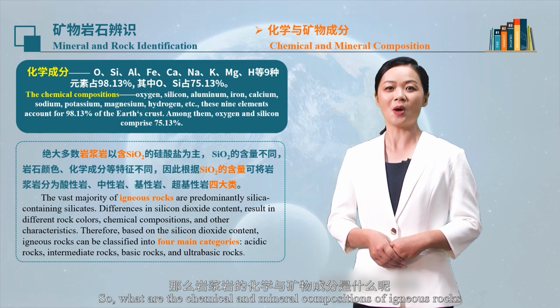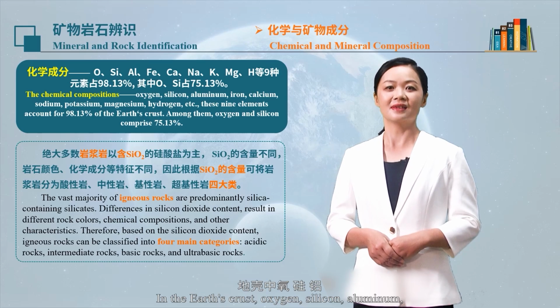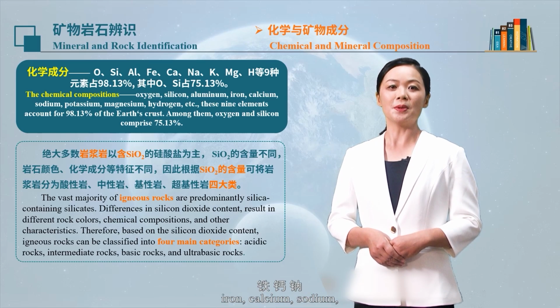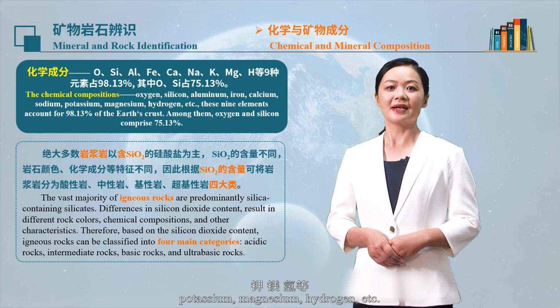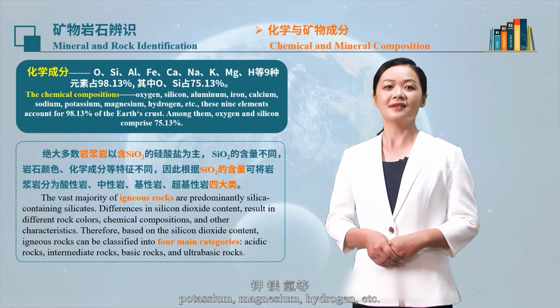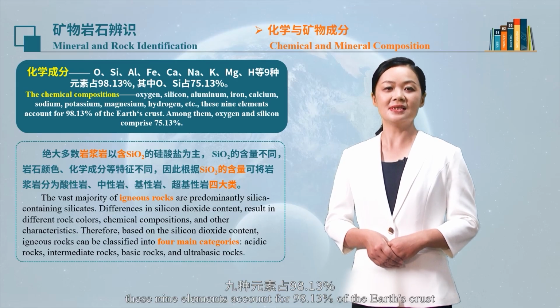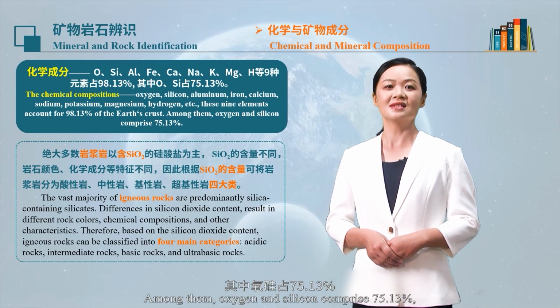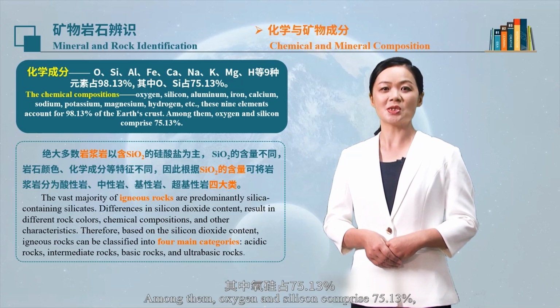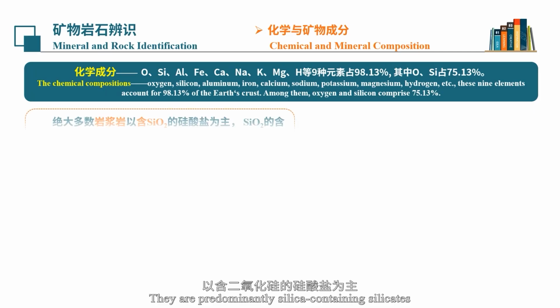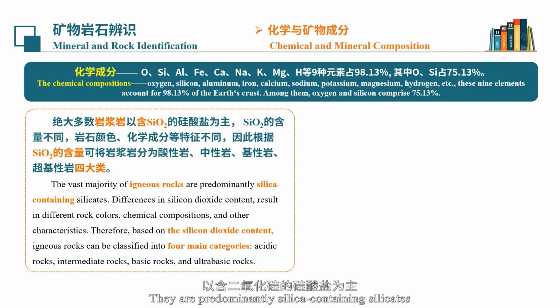So, what are the chemical and mineral compositions of igneous rocks? In the Earth's crust, oxygen, silicon, aluminum, iron, calcium, sodium, potassium, magnesium, hydrogen, etc. These 9 elements account for 98.13% of the Earth's crust. Among them, oxygen and silicon comprise 75.13%, making up the majority. They are predominantly silica-containing silicates.